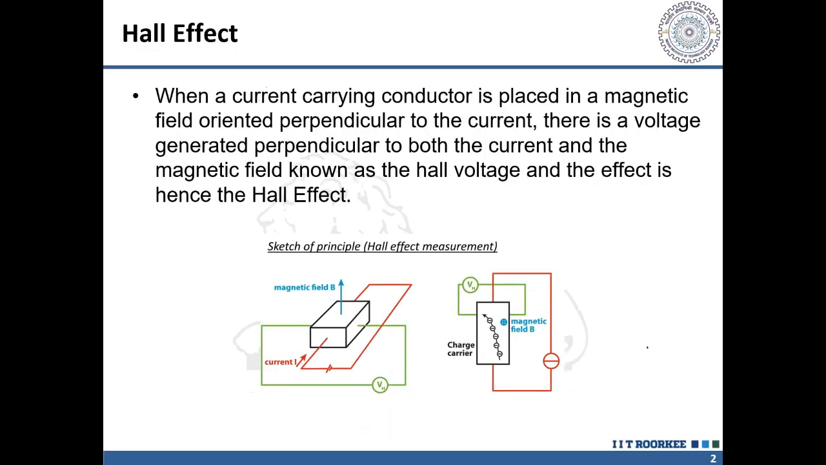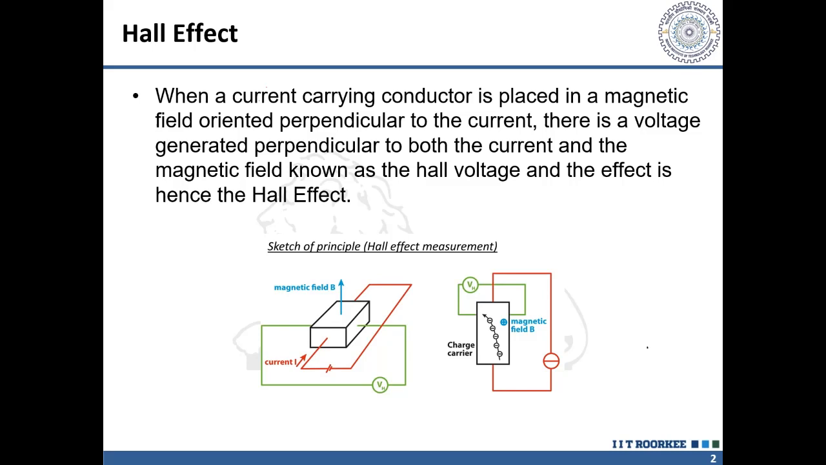So basically, Hall effect is how the Hall effect sensor works. It is a working principle: when a current carrying conductor is placed in a magnetic field oriented perpendicular to the current, a voltage is generated perpendicular to both the current and the magnetic field. We call this voltage the Hall voltage, and the effect is hence the Hall effect. It has been named after the scientist Edwin Hall.